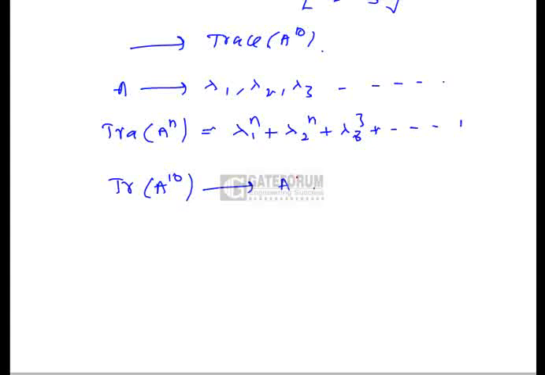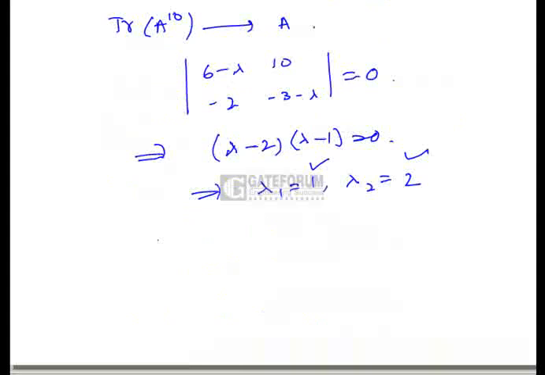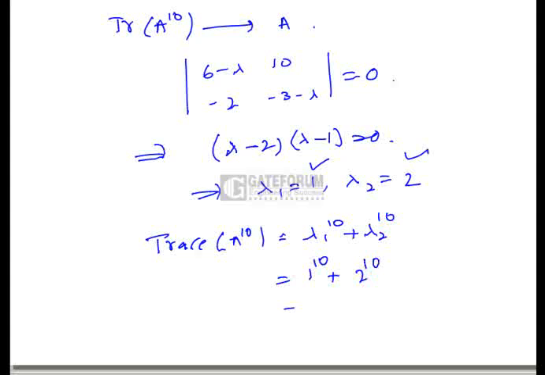In order to find the eigenvalues, we consider the determinant of [6 minus lambda, 10; minus 2, minus 3 minus lambda] equals 0, which is the characteristic equation. If we simplify this, we get (lambda minus 2) into (lambda minus 1) equals 0, so lambda 1 equals 1 and lambda 2 equals 2. That is, the eigenvalues are 1 and 2. According to the property, the trace of A power 10 will be lambda 1 power 10 plus lambda 2 power 10, which is 1 power 10 plus 2 power 10. That is 1025. Option D.